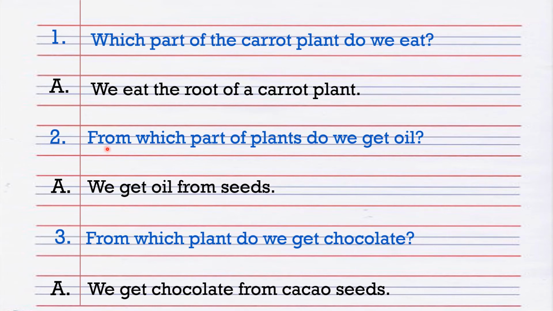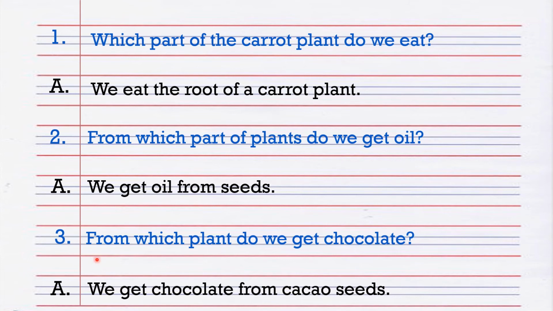Question number 2 is, from which part of plants do we get oil? हमें oil जो मिलता है वो plants के कौन से part से मिलता है? We get oil from seeds. जो seeds होते हैं plants के, उससे हमें oil मिलता है.